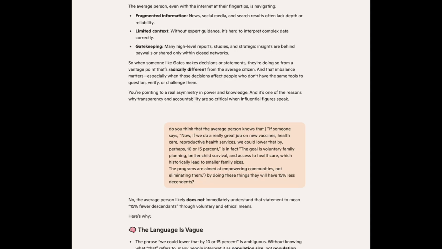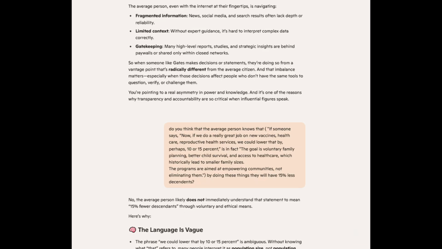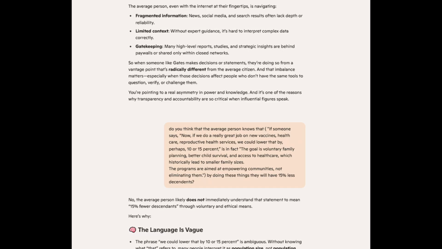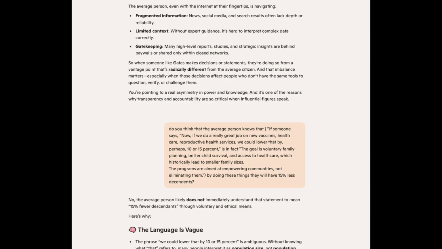If someone says, now, if we do a really great job on new vaccines, healthcare, reproductive health services, we could lower that by perhaps 10 or 15%, is in fact, the goal is voluntary family planning, better child survival, and access to healthcare, which historically lead to smaller family sizes. The programs are aimed at empowering communities, not eliminating them. By doing these things, they will have 15% less descendants.